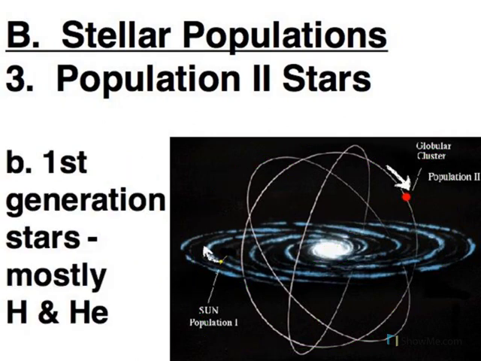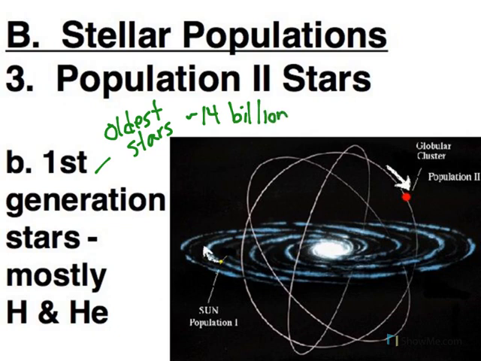So these stars are first generation. So these are the oldest stars. These are roughly 14 billion years old, probably closer to 13, we'll say 13 to 14 billion years old. And because they formed first, the only elements available were hydrogen and helium.